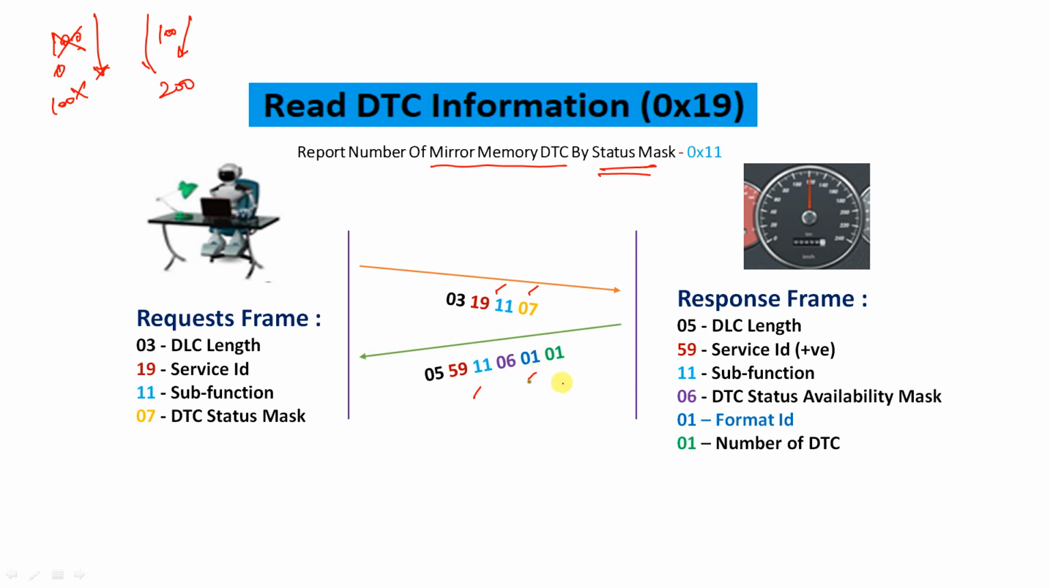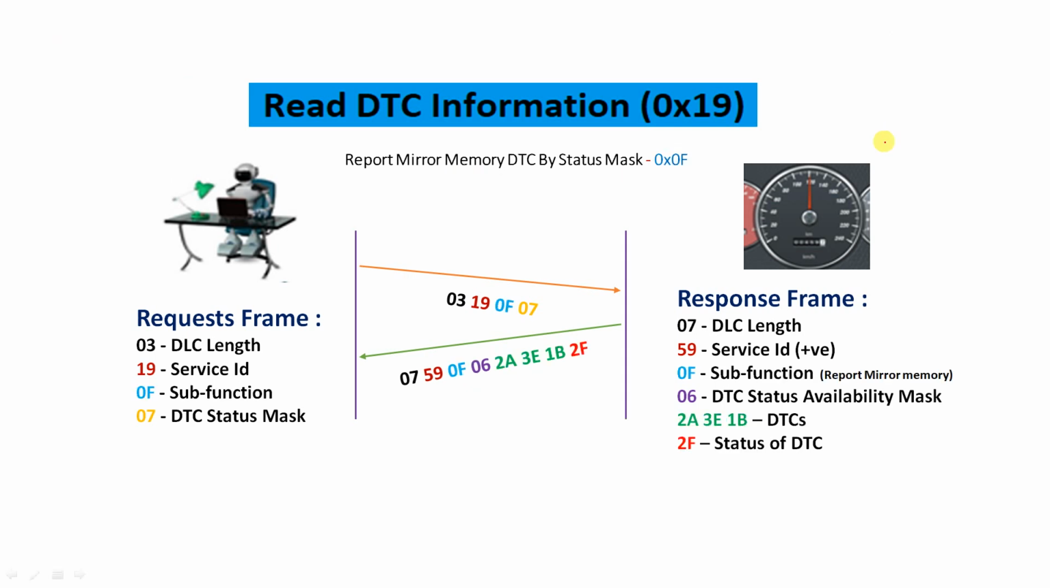And here 01 is the format identifier. Number of DTC is only one. As I said, at the time of requesting, 4 is the total, 3 is OBD, and 1 may be the mirror memory DTC. That's it. And 0F is report mirror memory DTC. Here this is not a number. Previously, the last three were numbers, and here we want to know what exactly the mirror memory DTC is. So here the subfunction is 0F.